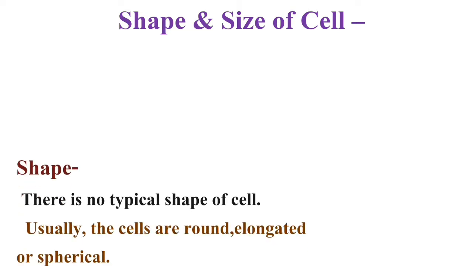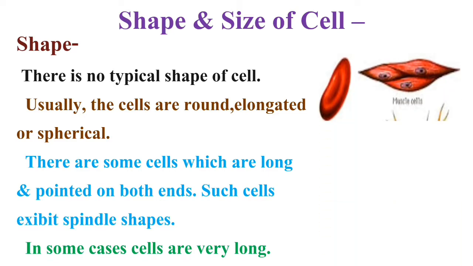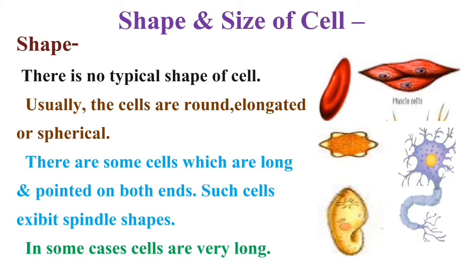Our next point is shape and size of cell. Shape. There is no typical shape of cell. Usually the cells are round, elongated or spherical. There are some cells which are long and pointed on both ends. Such cells exhibit spindle shapes. In some cases, cells are very long.